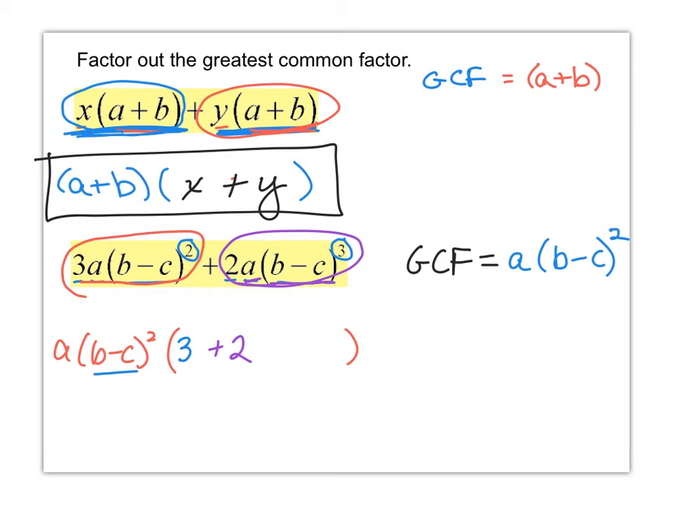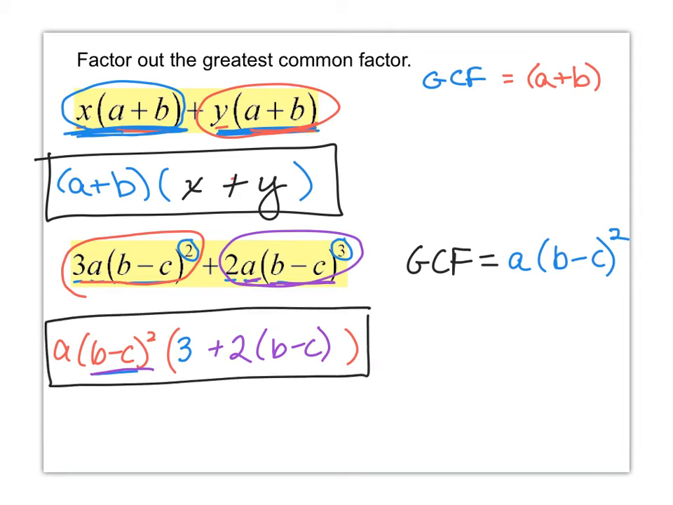And this b minus c to the third power is factored out a b minus c to the second power. So the result will be left a b minus c to the first power. So this is one way that you can write your answer in factored form.